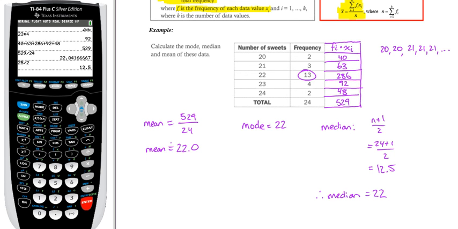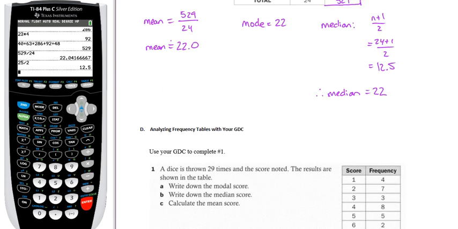So you have to kind of imagine it as if it were a list. Where would the 12th number be? It would be a 22. So would the 13th number. So in between them, it would still be a median of 22. So that's how you do it for a frequency table. It's just a little bit different than if you're doing it by hand.